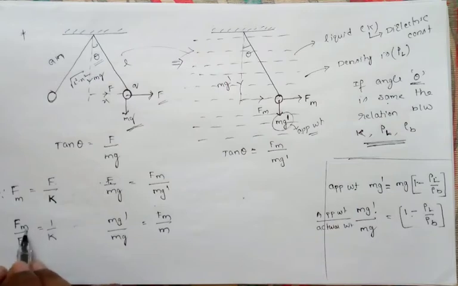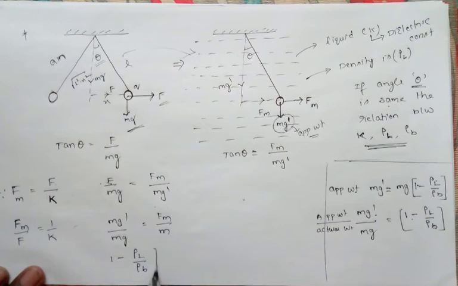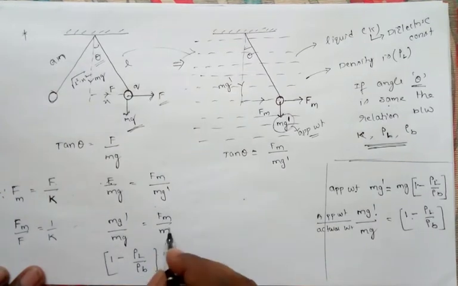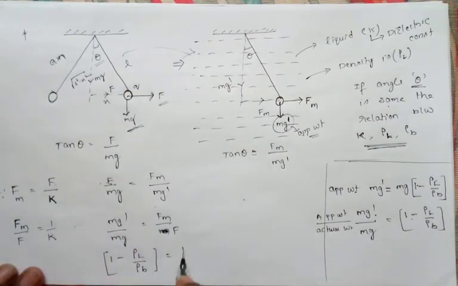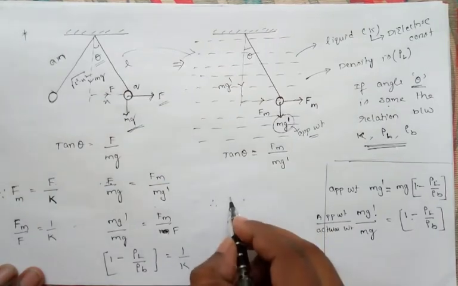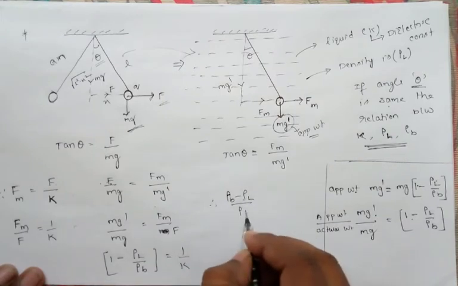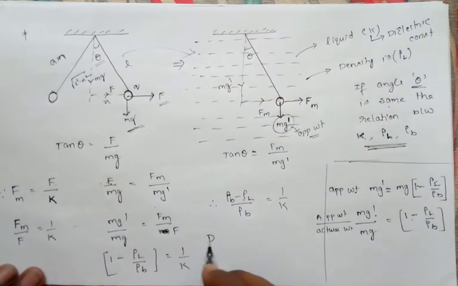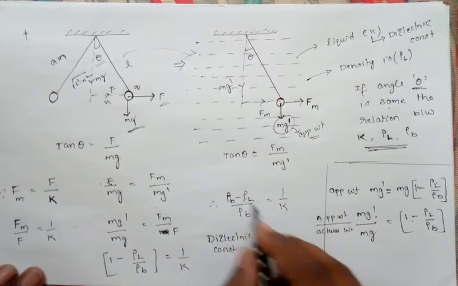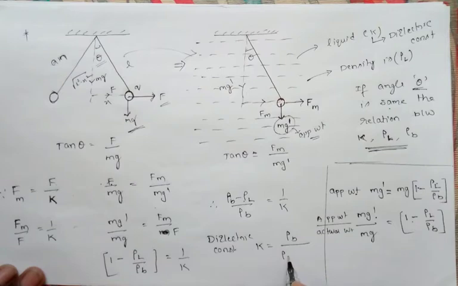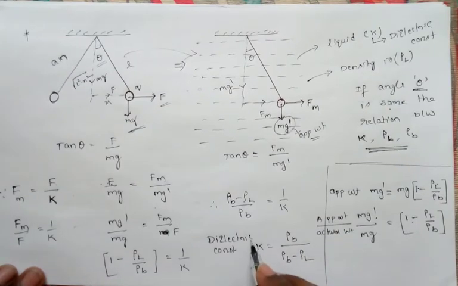So you see here Fm by F is 1 by K, and mg dash by mg means 1 minus rho L by rho B. So 1 minus density of the liquid by density of the body equals Fm by F, which is nothing but 1 by K. Therefore I can write density of the body minus density of the liquid by density of the body equals 1 by K. Therefore the dielectric constant K equals density of the body by density of the body minus density of the liquid. So this is the formula.